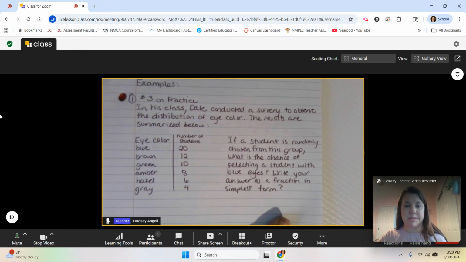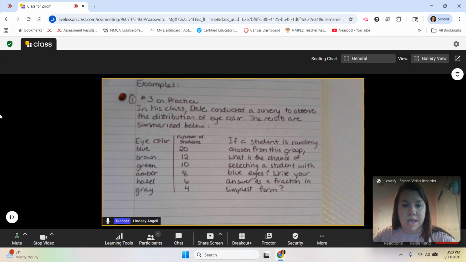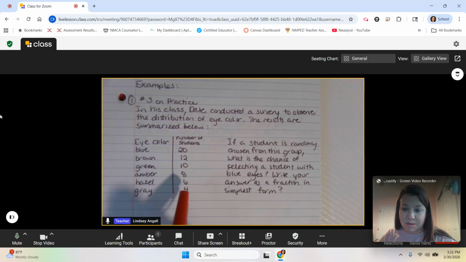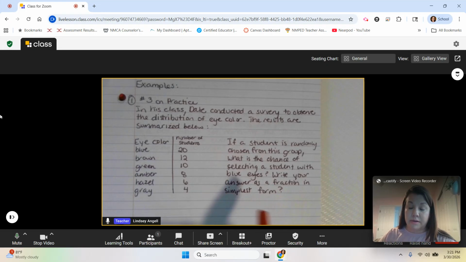So let's go through some examples. The first one that I have here is number 3 on your practice. It says, in his class, Dale conducted a survey to observe the distribution of eye color. The results are summarized below. Okay, so here's the eye colors that they looked for. Here's the number of students. That's a bunch of kids. Maybe it was like the overall grade level? I don't know. If a student is randomly chosen from this group, what is the chance of selecting a student with blue eyes? Write your answer as a fraction in simplest form.